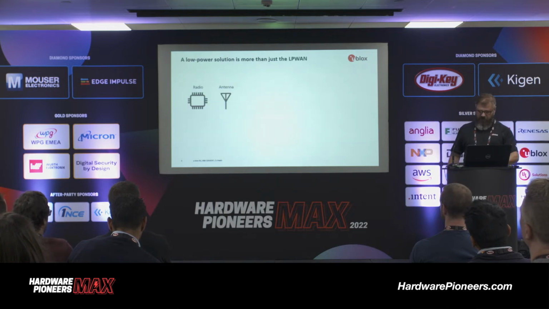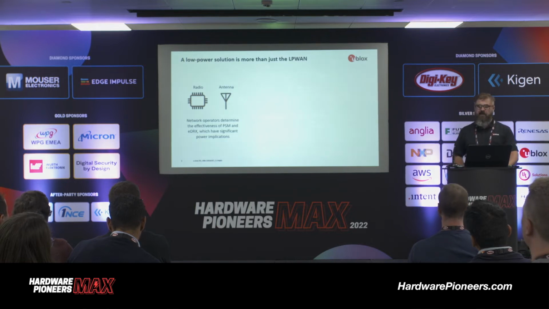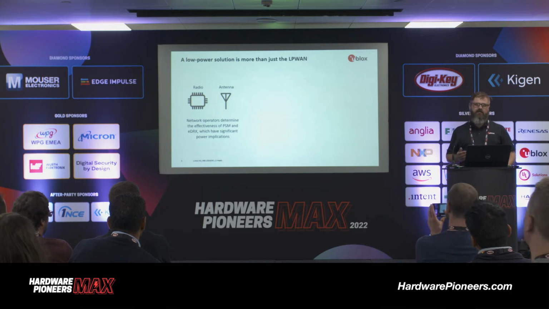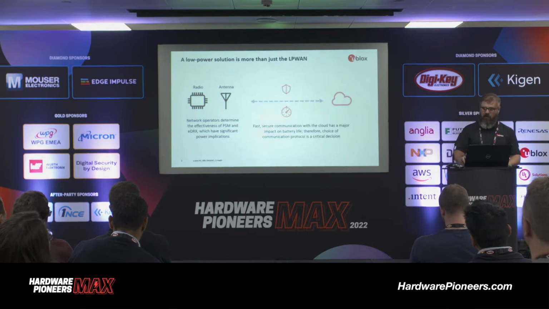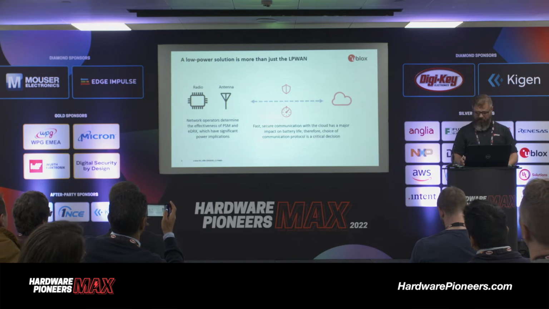Many of these types of IoT use cases facing these constraints are going to need to use a low power, wide area network. These networks often have certain features such as power save mode and EDRX, that's extended discontinuous reception, which offer benefits of improved power consumption. However, the network operators themselves define the effectiveness of these features. And what emerges is that if you want fast, secure communication to the cloud, there's a major impact on battery life, and the choice of protocol really becomes an important decision.